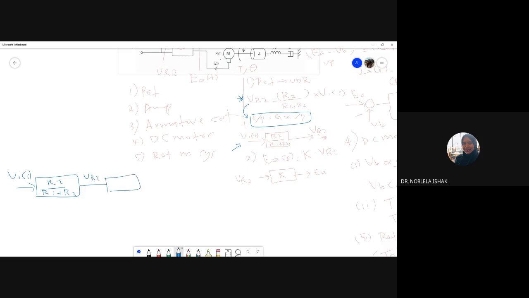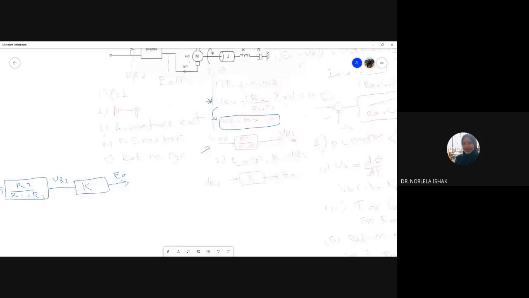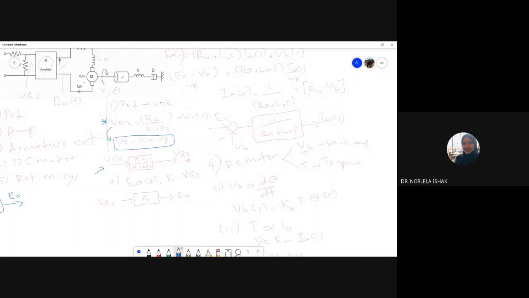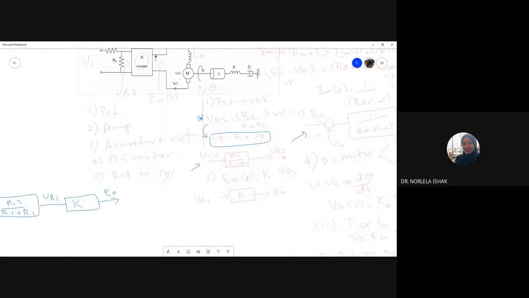Where does VR2 go? The next system goes to K, right? The amplifier. Yes, it goes to the amplifier, and the output of the amplifier is EA. Then from EA, where does it go? The armature. Yes, it goes to the armature, right? So we combine, and we have this one. Minus, this is our VB. This is 1 over RA plus LAS, and the output is the current.